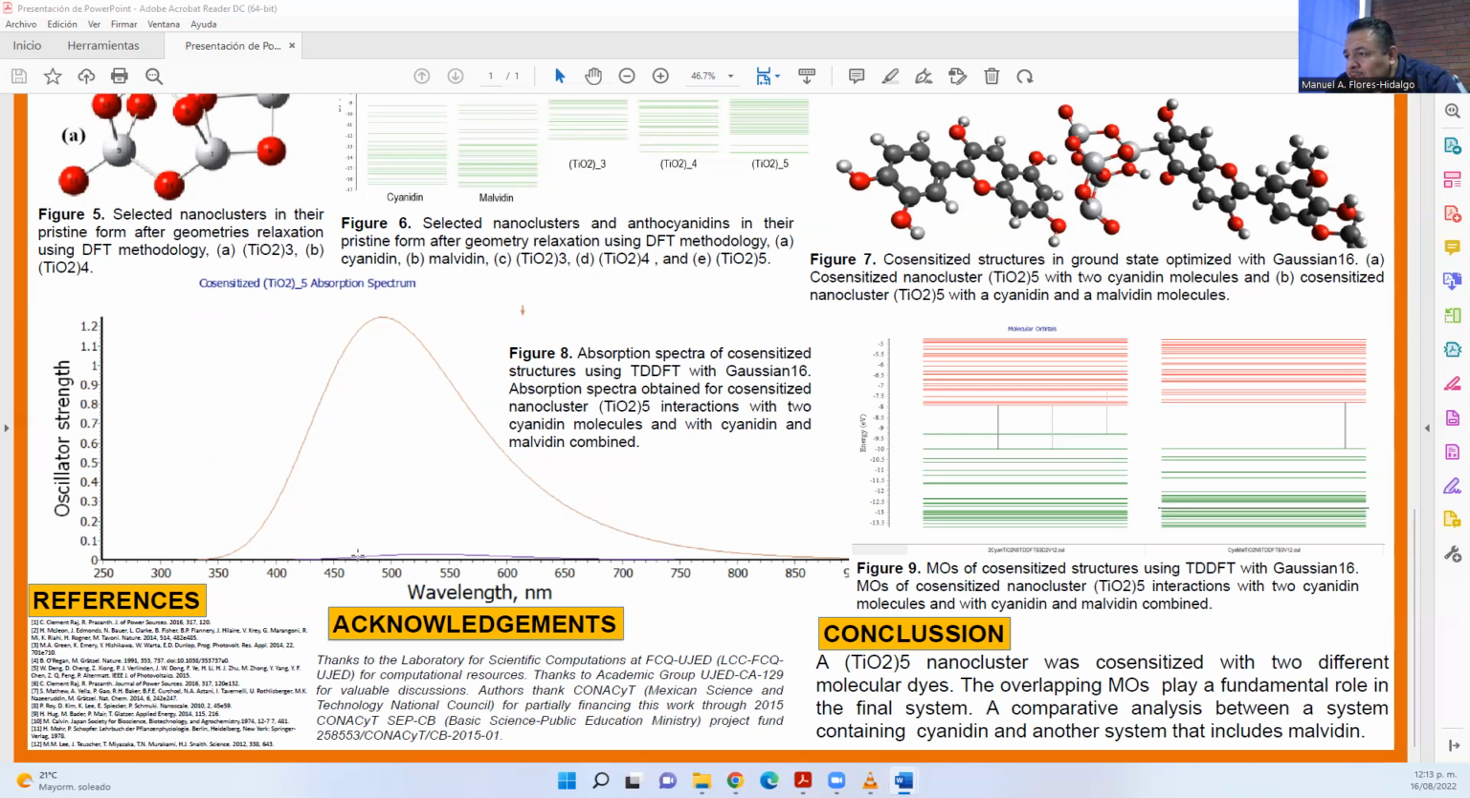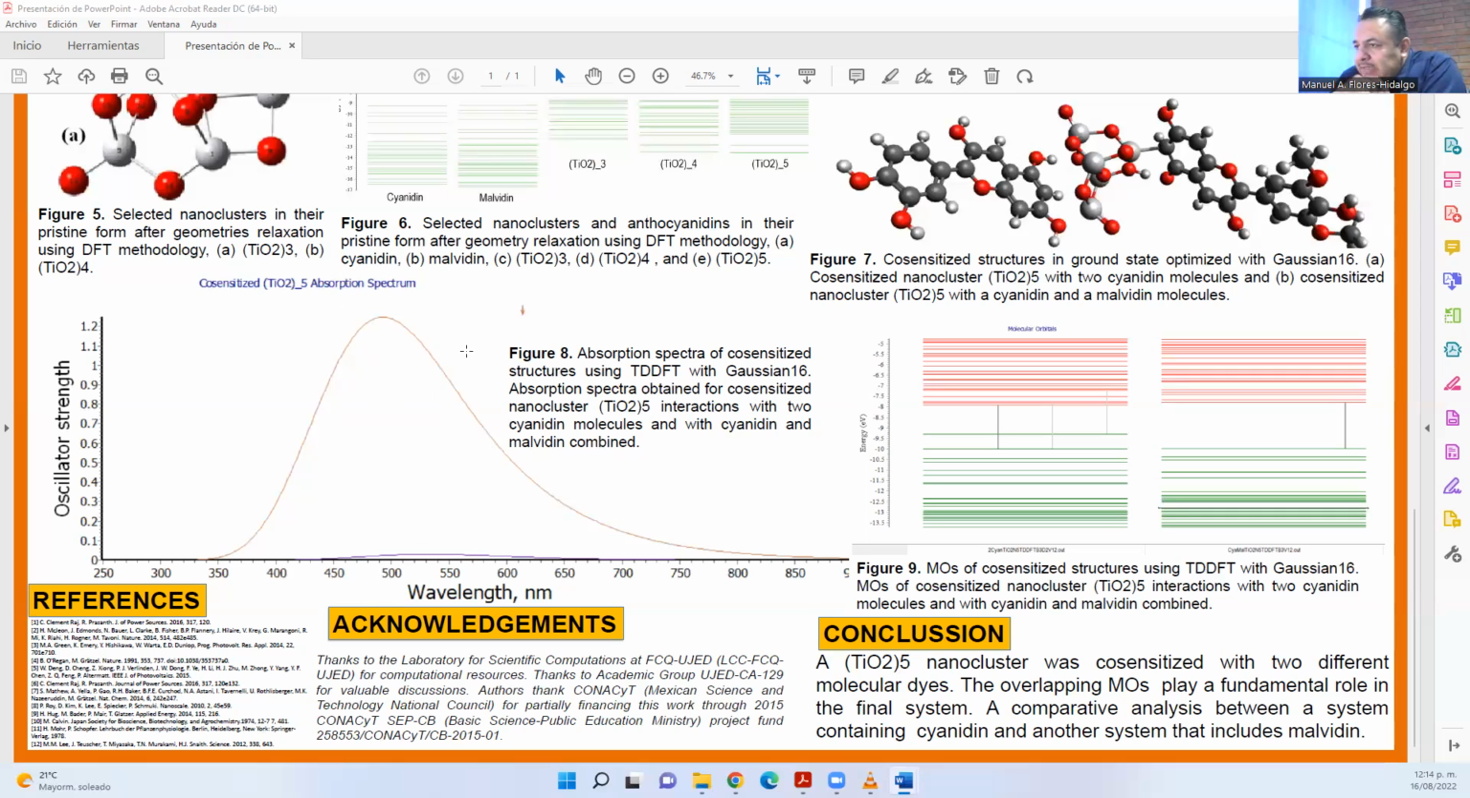But you can see here in the purple color a very small peak, which corresponds to the combination of cyanidin and malvidin. This spectra is very small, and it is very extended, but very low. The peak is very low. The oscillator strength is very low. So in the case of cyanidin interaction with the titanium dioxide, we see this is a very strong peak here around 500 nanometers. So it's a very interesting result, but we still want to improve our theoretical method that we're using.